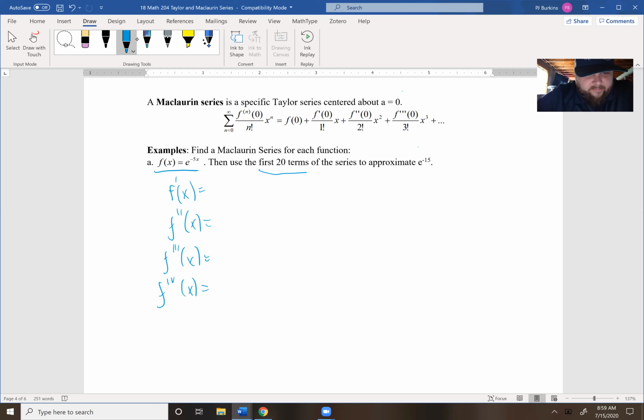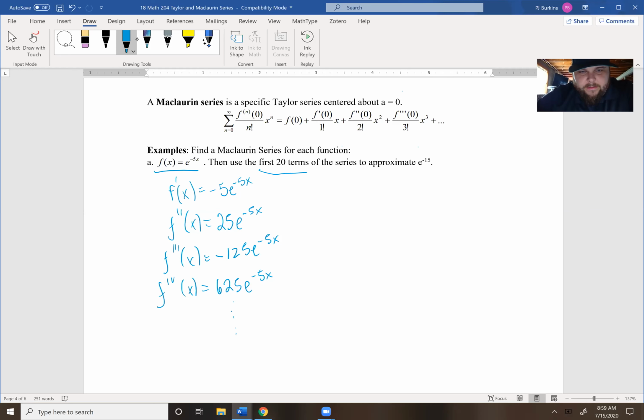So f prime is going to be minus 5 e to the minus 5x. It's exponential, you just bring the minus 5 down each time. So the next one's going to be 25 e to the minus 5x. Then minus 125. And then finally 625. And of course, this continues on.